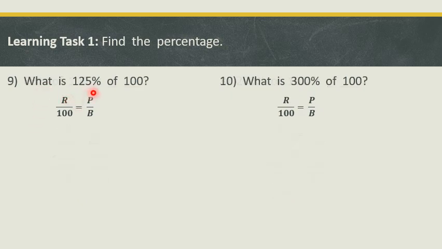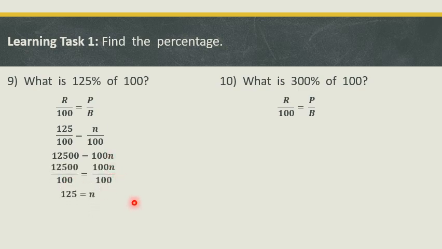Then for number 9, what is 125% of 100? Substitute lang natin. R natin is 125%, 100 is our base. Cross-multiply, we will have 12,500 equals 100n. Then, we will divide both sides by 100. Ang ating magiging answer is 125.